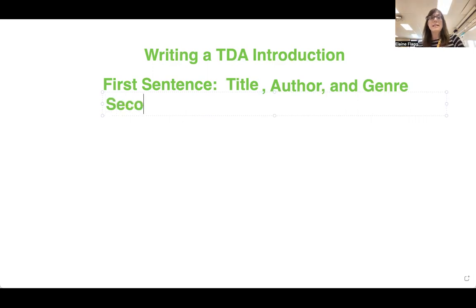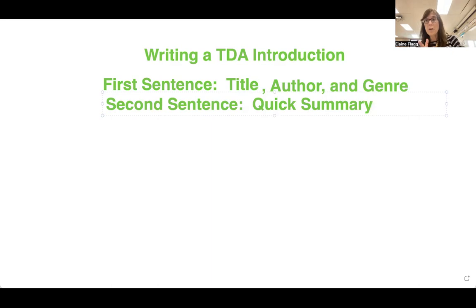In the second sentence, you are going to include a very quick summary. You're going to bring the reader up to speed. What is the story about in about 10 words or less? So we're going to model this in a minute, and I'm going to use A Package for Mrs. Jewls. Since you're all familiar with A Package for Mrs. Jewls, I'm going to model this using A Package for Mrs. Jewls in just a moment.